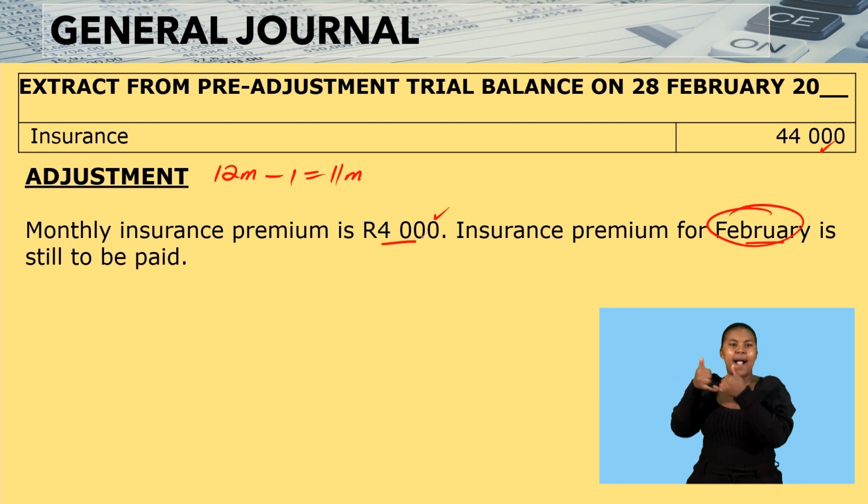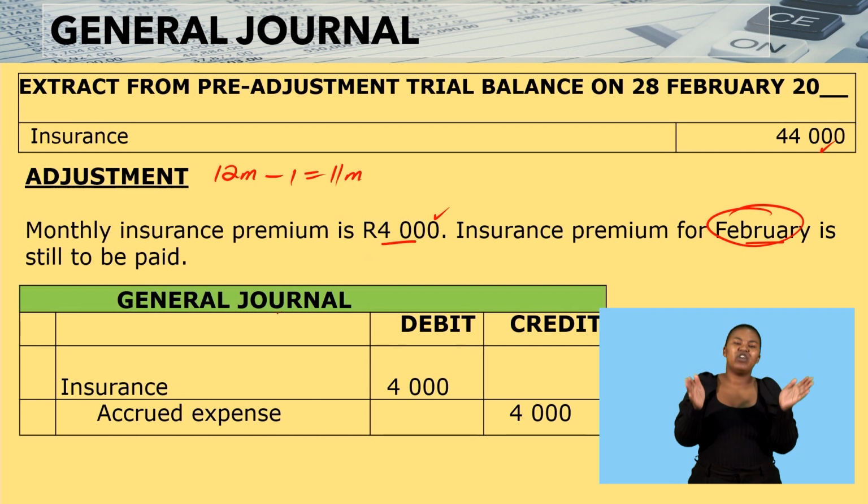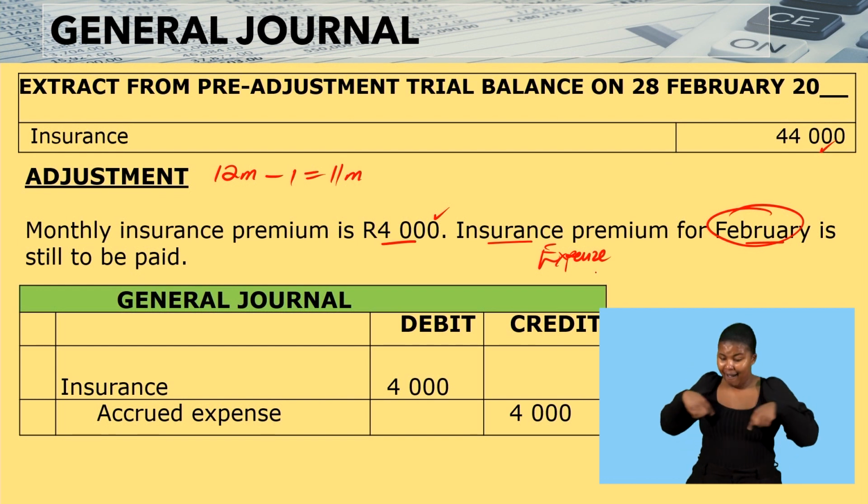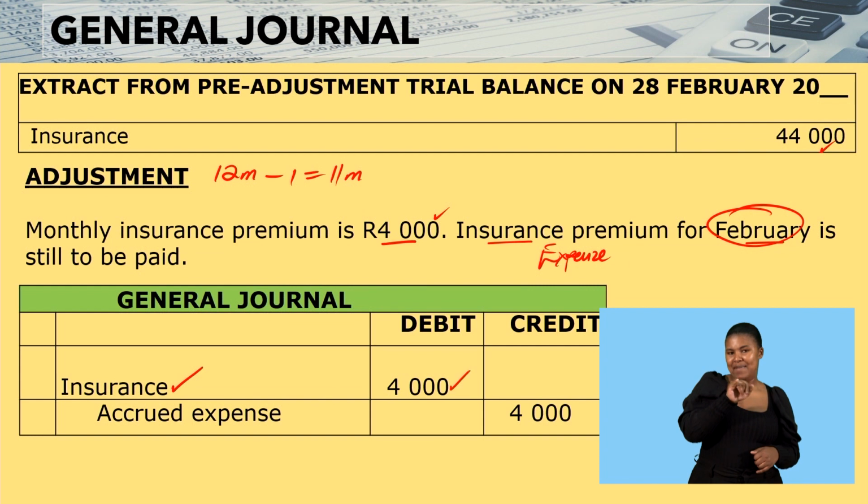Let us therefore see how to record this in the general journal. There it is. It is important to understand that insurance is an expense. And our expenses have a debit balance. That means whenever we look at an expense, it increases on the debit side. So when we come here, we'll debit our insurance, and it is 4,000. The 4,000 is what is still owing, the amount that is accrued.